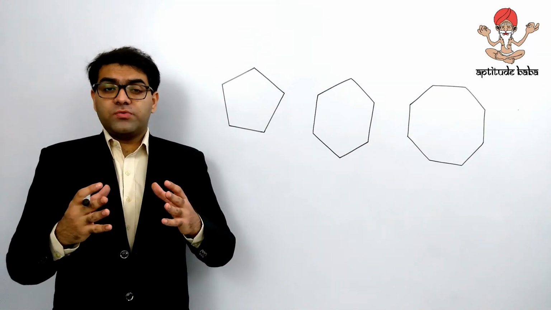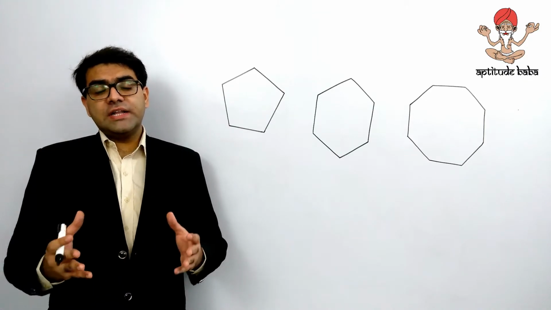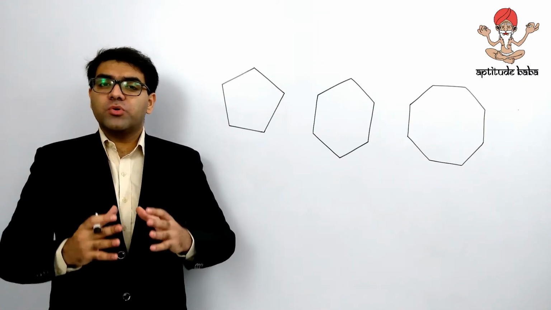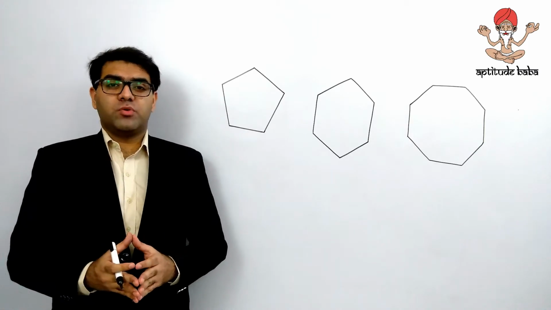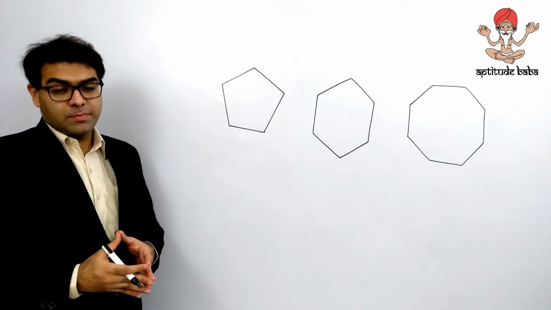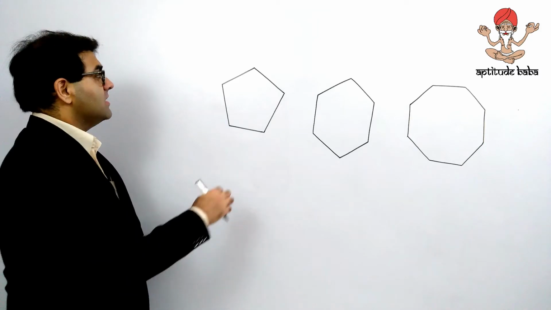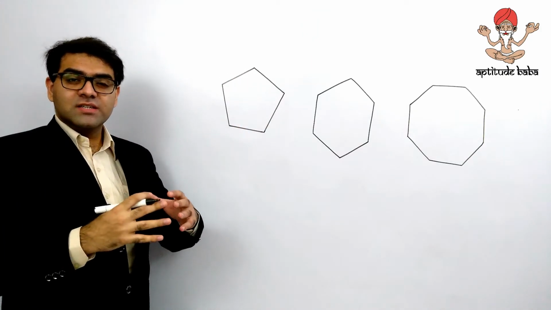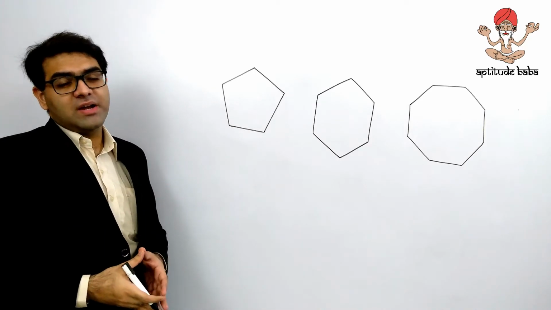Another way of deducing the formula for interior angle and exterior angle of a regular polygon is to work upon the sum of interior angles of a polygon. Let us consider a pentagon again. Let us say I have to find the sum of the 5 angles of this pentagon. So I have to find the sum of all interior angles of this pentagon.